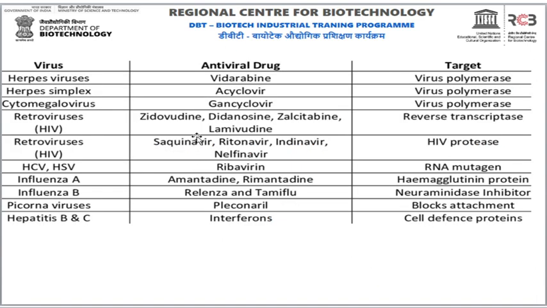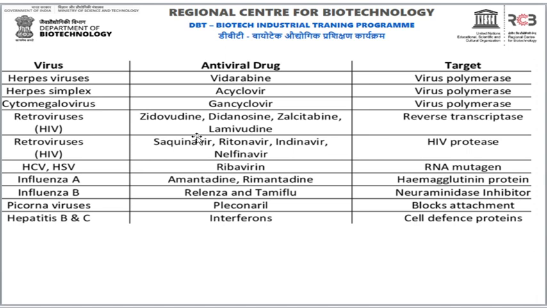Next we will be seeing the antiviral drugs, the viral disease that they are used on, and the target. If you take herpes virus, vidarabine is employed, and it targets the viral polymerase enzyme. Next is herpes simplex virus. The drug employed is acyclovir, which is also targeting the viral polymerase. Next is cytomegalovirus, where they use a drug named ganciclovir. They also target a viral polymerase.